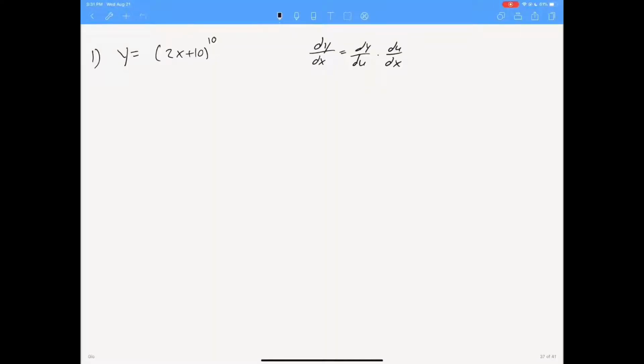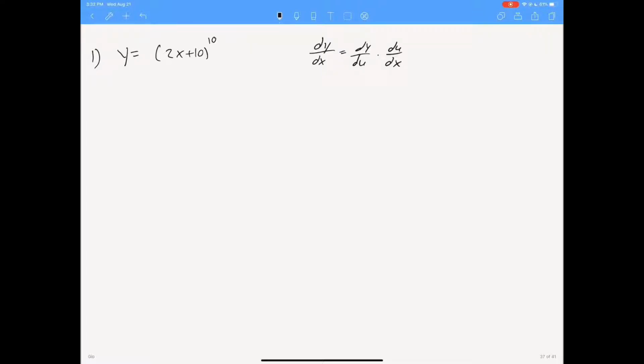Hello again. Here we're actually going to utilize the chain rule. In this particular example, I'm going to use the first version of the chain rule from what you saw earlier. So we have y is equal to the quantity 2x plus 10 raised to 10.